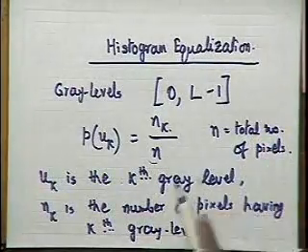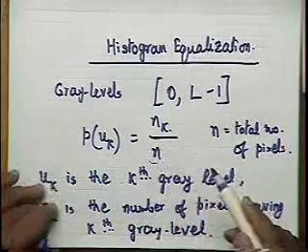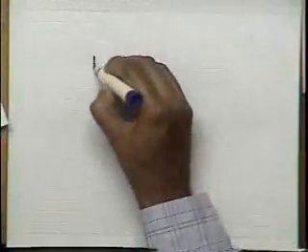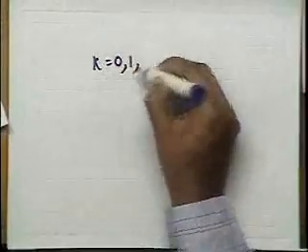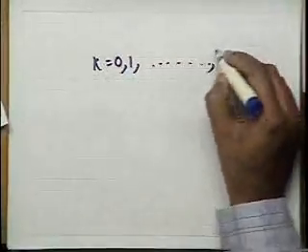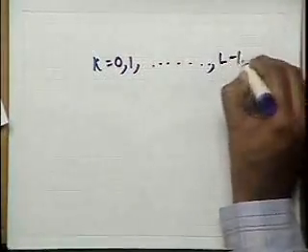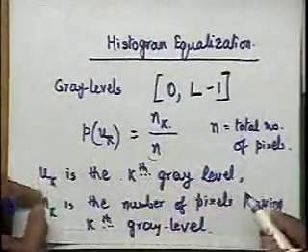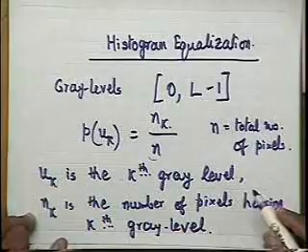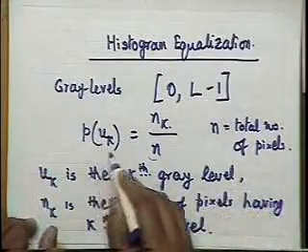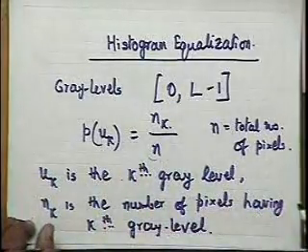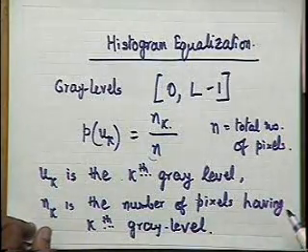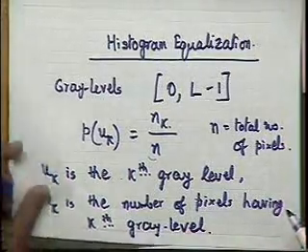So if we compute this for every gray level, that is, for k equal to 0, 1, 2, etc., all integer values in the range of 0 to L minus 1, then what you are getting is a discrete function of P of uk, and this discrete function is defined as the histogram of the image.